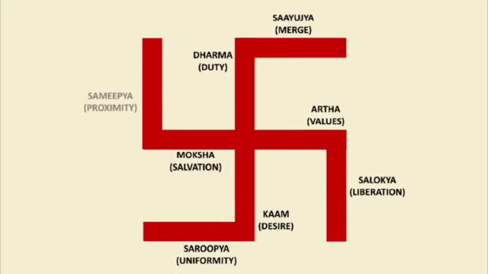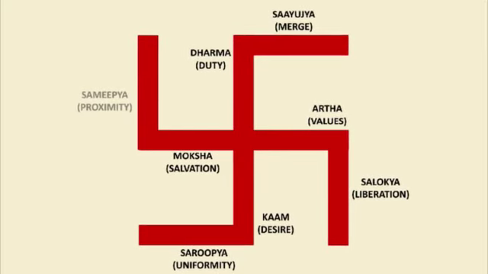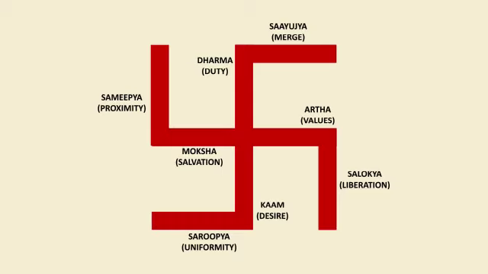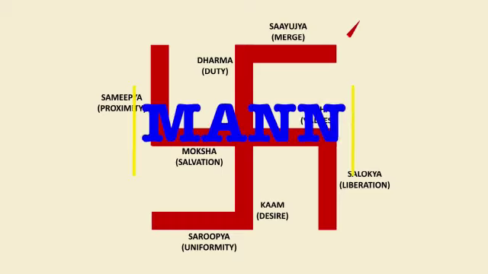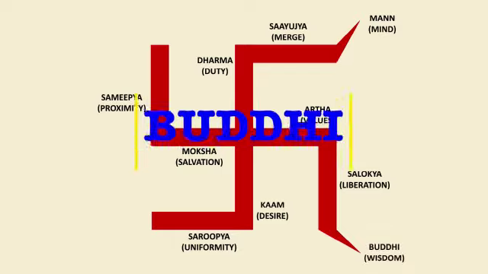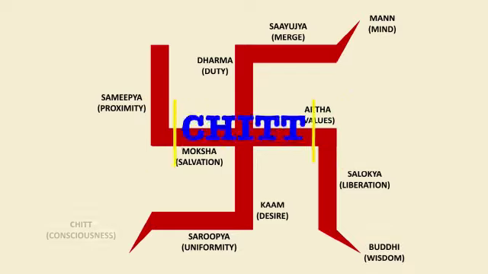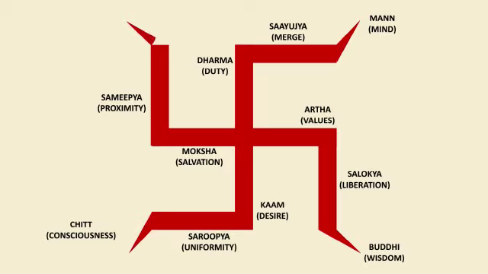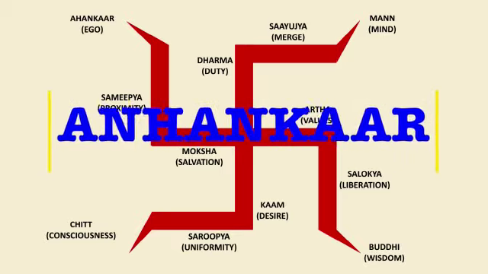These fulfilling experiences are then drawn as a third set of four slant serifs. First is Man, or mind. Second is buddhi, or intellect. Third is chit, or equilibrium. And fourth is ahankar, or ego.